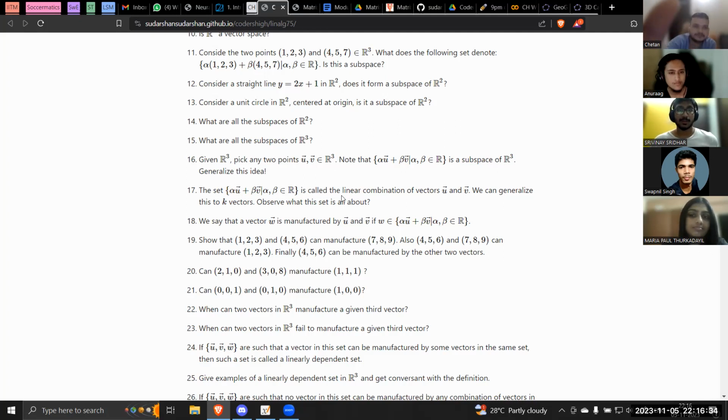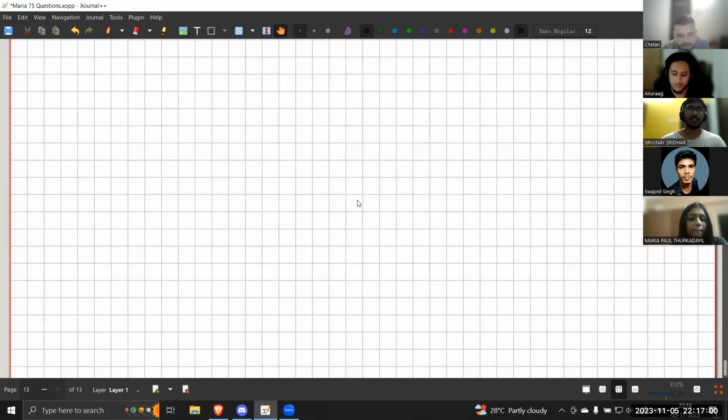We can generalize this to k vectors. Observe what this set is all about. So he said, take two vectors u and v. If I take alpha times u plus beta times v, that is called the linear combination of vectors u and v. Here I took two vectors u and v. What about three vectors? That's what he wants us to do. 3, 4, 5, 6. Try to generalize it for more number of vectors. So let's see question number 17.